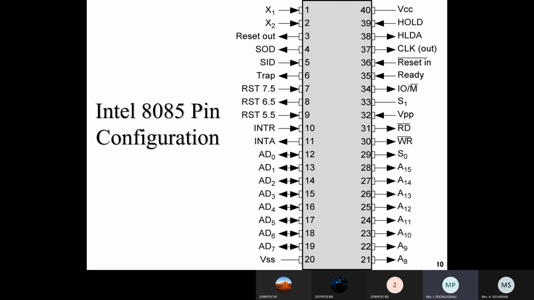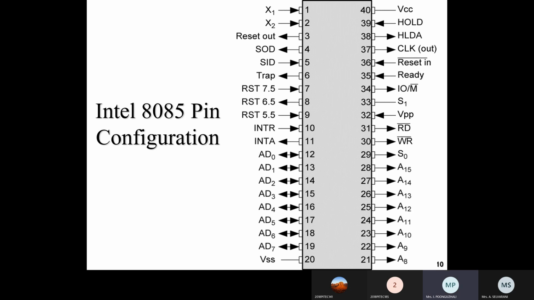That is, pins 1 to 20 will be on the left hand side, and 21 to 40 will be on the right hand side. So 20 pins, 40 pins. See the number of pins it has. So it has AD0 to AD7. That is 8 lines which are multiplexed.